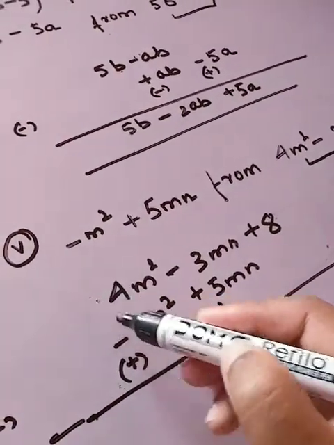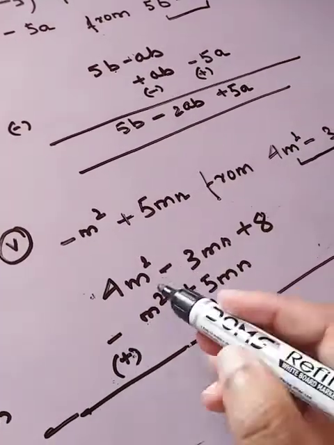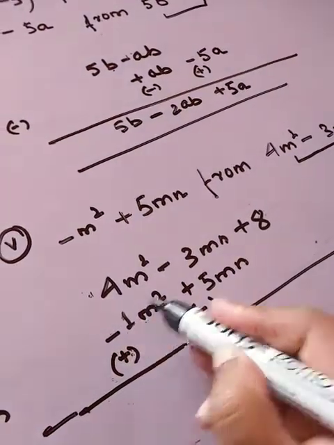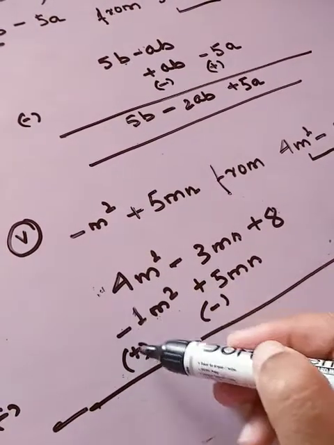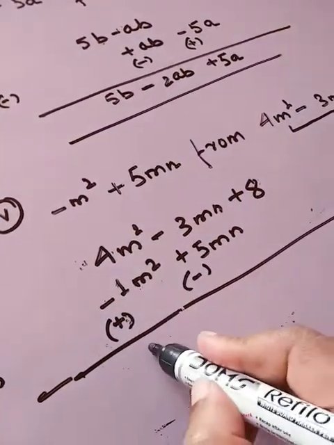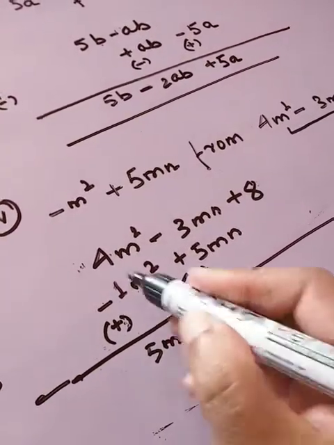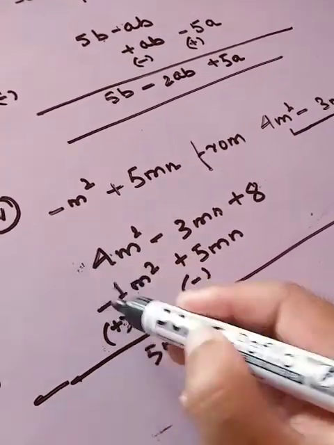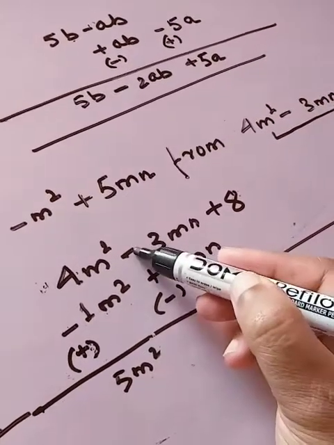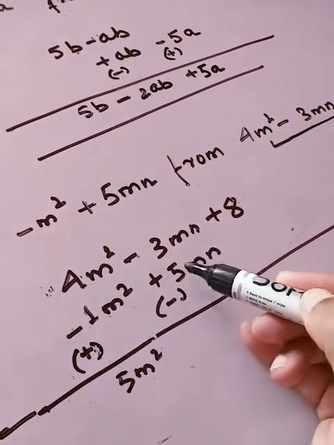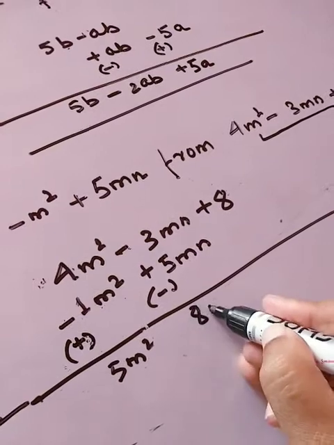So this is plus plus, so plus plus is plus, this variable is carrying 1 as a coefficient, so plus plus is plus, 4 plus 1 is 5m square. Which number is greater? 4. 4 is carrying what sign? Plus, so I am not giving anything. Minus minus is plus again, 5 plus 3 is 8, 8mn.